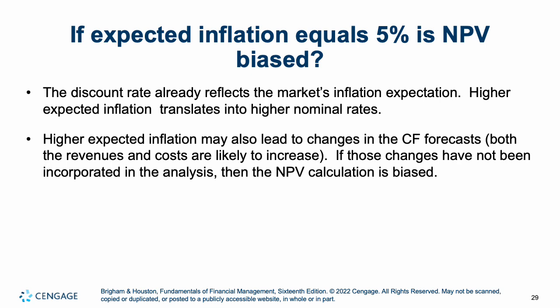If inflation is 5%, is NPV biased? Well, your discount rate already reflects inflation. Higher expected inflation is going to translate into higher nominal rates. If inflation is higher than expected, it may also lead to changes in your cash flow forecasts. Both the revenues and costs are likely to increase. If those changes have not been incorporated into the analysis, then the NPV calculation could be biased.